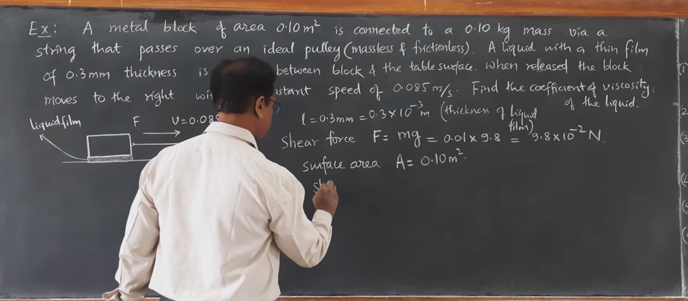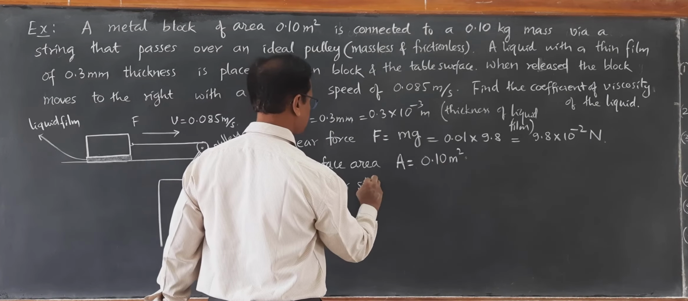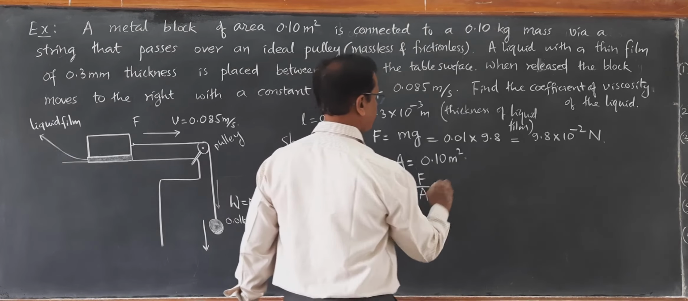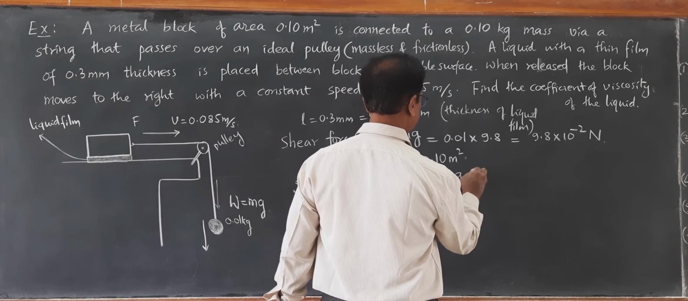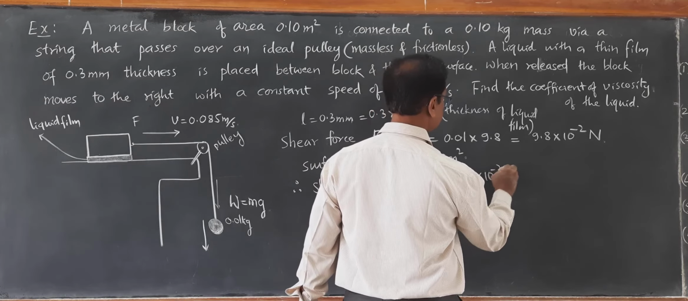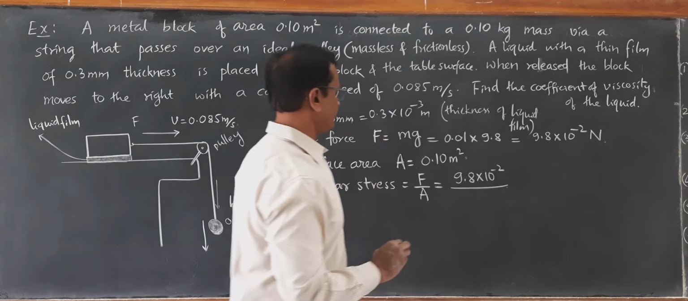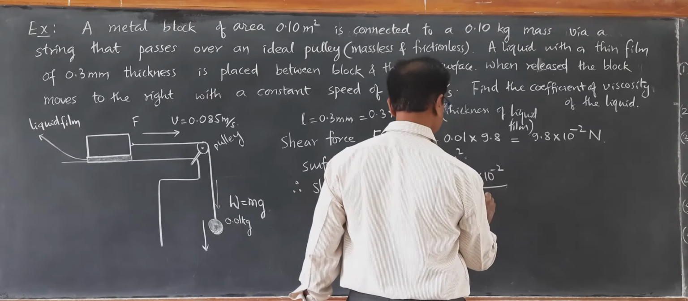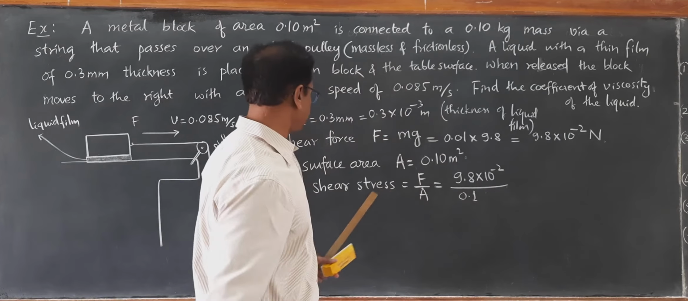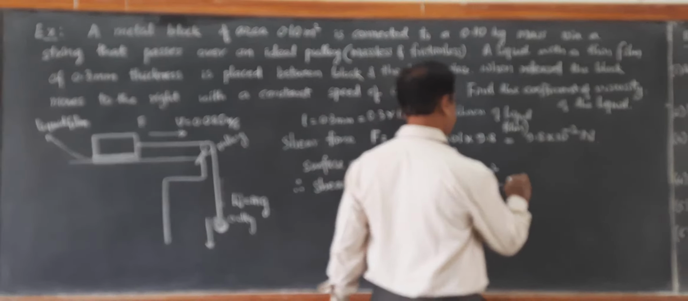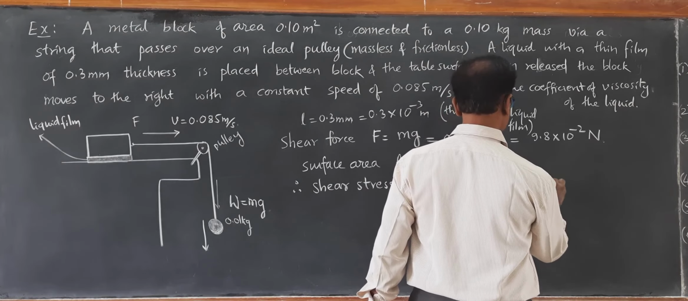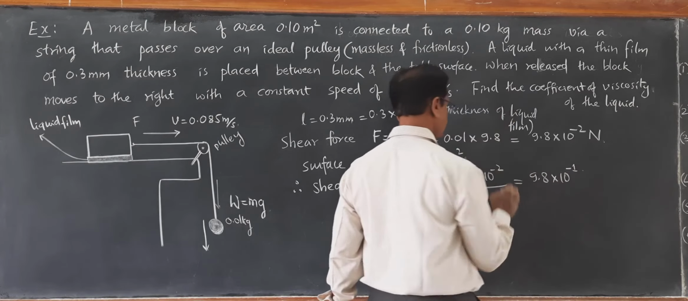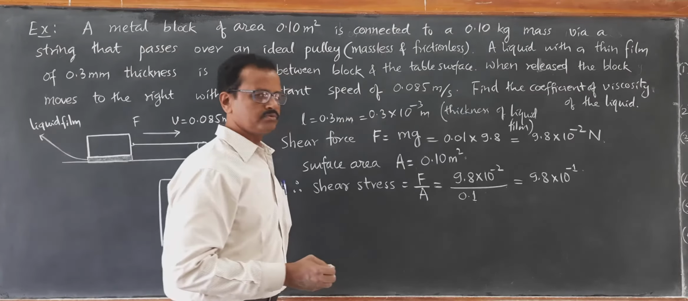Now we can calculate the shear stress. Shearing stress is equal to F by A. F is 9.8 into 10 raised to minus 2, divided by the area, which is 0.10 meter square. So that becomes the shear stress. We can write it as 9.8 into 10 raised to minus 1, since taking it to the numerator, it becomes 10 raised to minus 1.